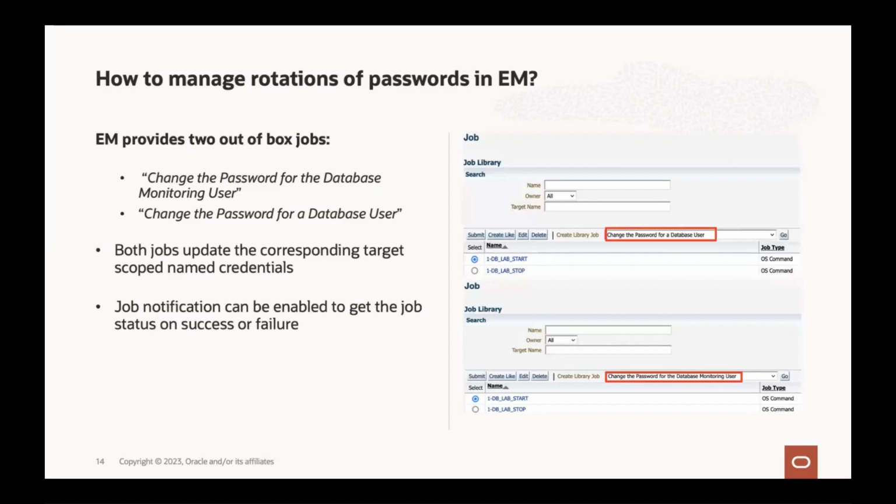The second job, change password for non-monitoring database user, modifies the password in the database. On success, it updates any target scope named credential if it exists for the DB user. It can also send notification on success or failure of the job for each target for which the job is submitted.